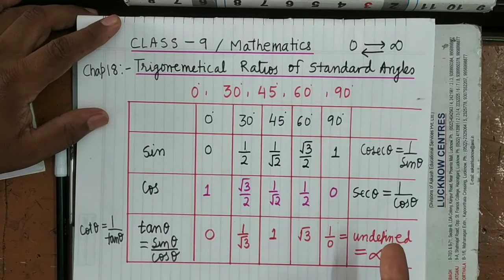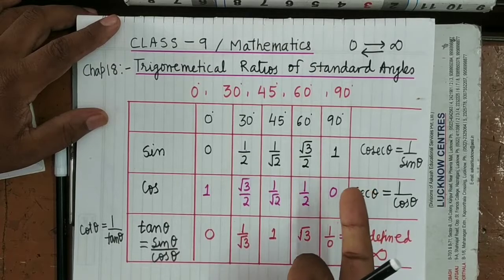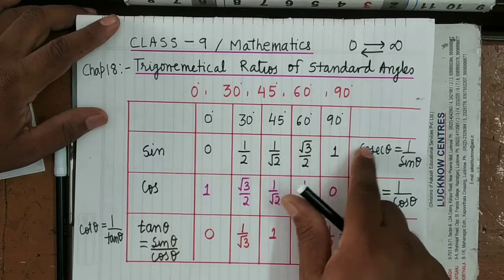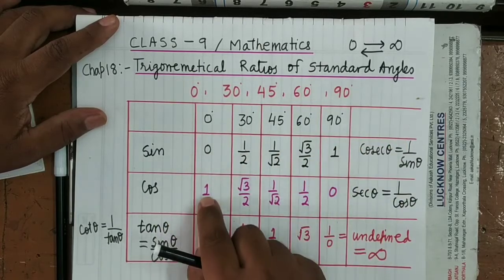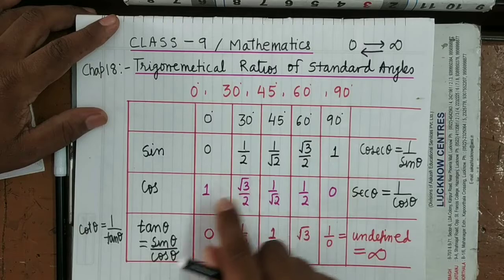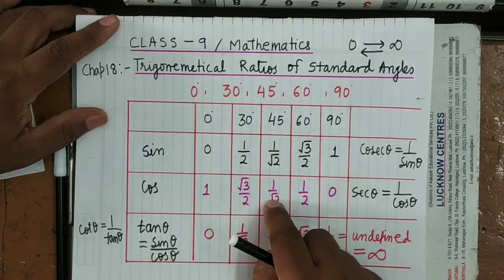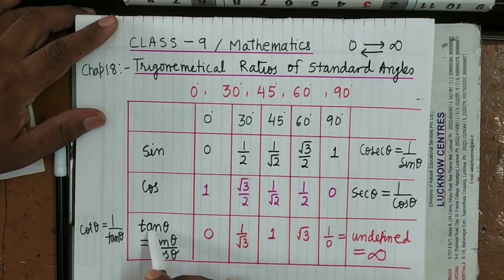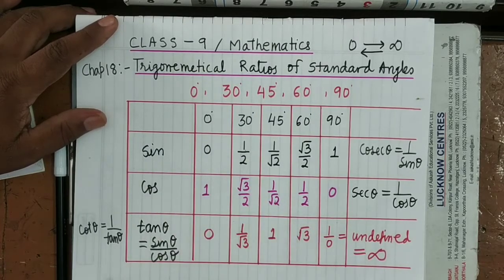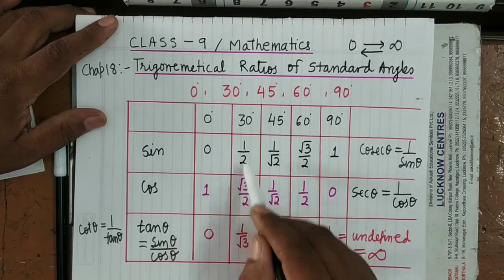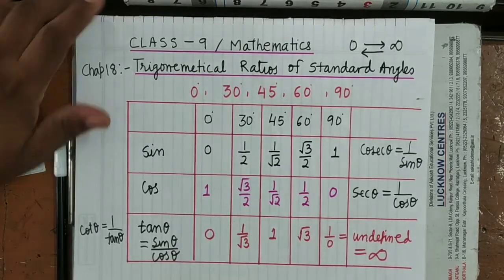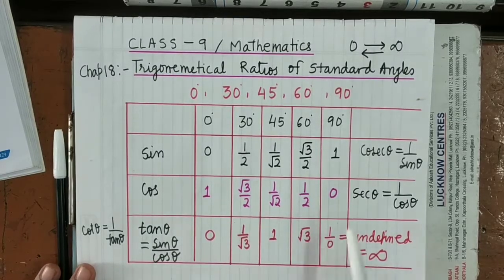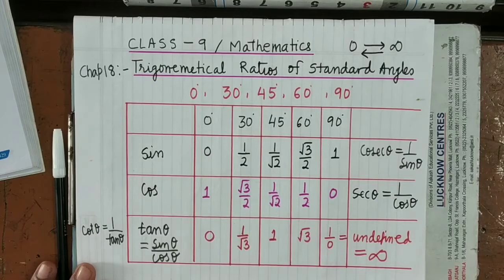After that, what will you do? For cos values, you will write these values in the reverse order: 1, then root 3 by 2, then 1 upon root 2, then 1 upon 2 and then 0. Then what is tan theta? Tan theta is sine theta upon cos theta, so this upon this. These are the values of tan theta. Tan 90 degree comes out 1 upon 0, which is treated as infinite.